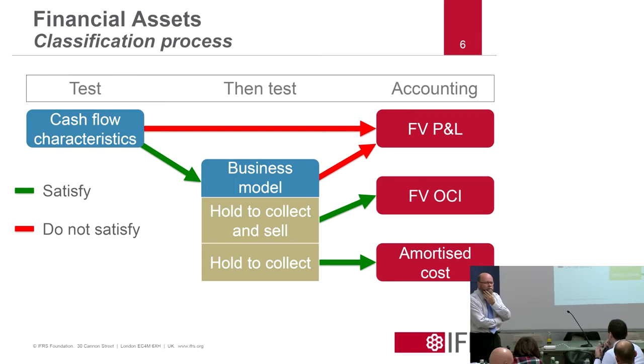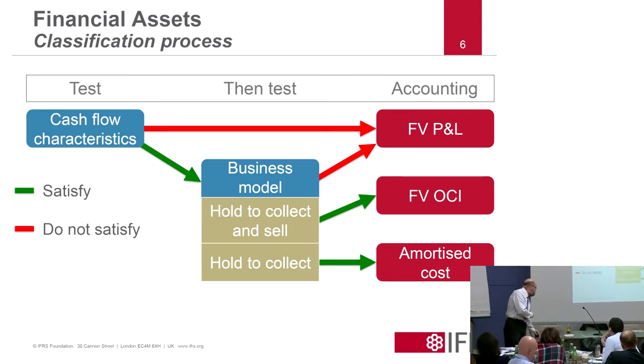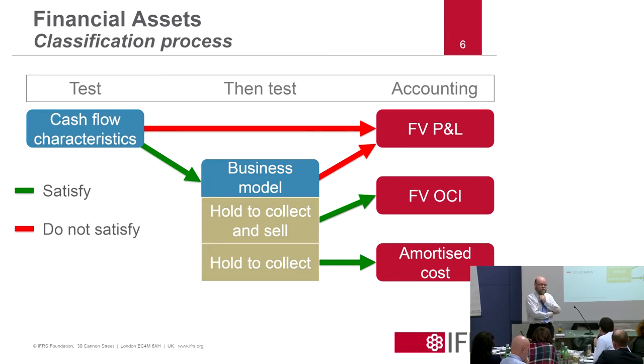Just maybe it's the continuation of this discussion. As I understand, the standard does not indicate any sequence in which this test should be made. I want just to make clear my question. There may be two ways to perform tests. Maybe you have a portfolio where you cannot identify whether it is the first one, hold to collect and sell, or the second one, just to collect. You may choose the one way.